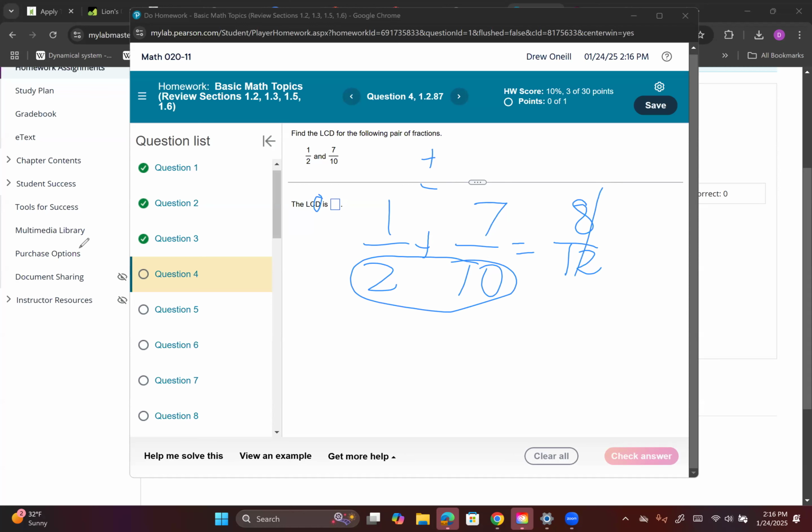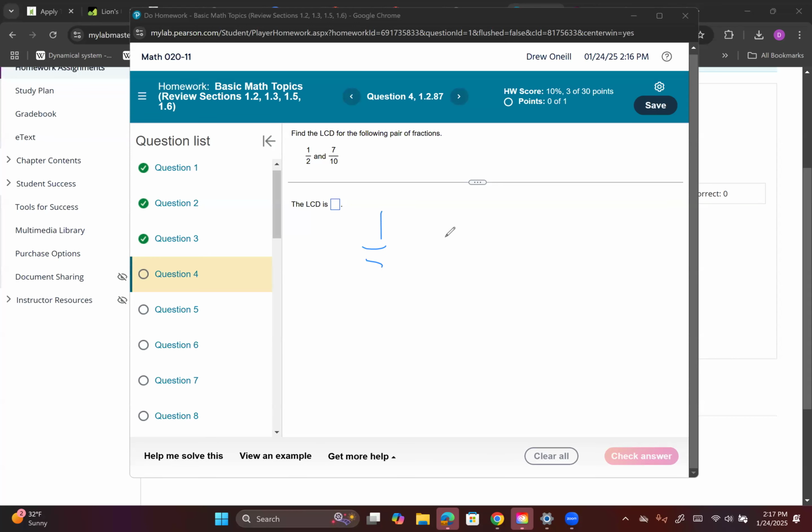In order to add two fractions, they have to have the same number in the denominator. So let's try this again. Okay, let's do 1/2 plus 7/10. So this problem is just asking what would the same denominator be? That's the least number. There's several ways to do this, and I'll show you a really basic way, but it's pretty awesome.